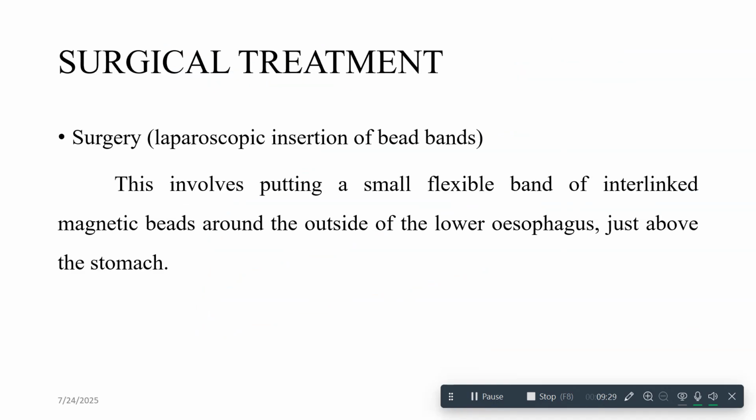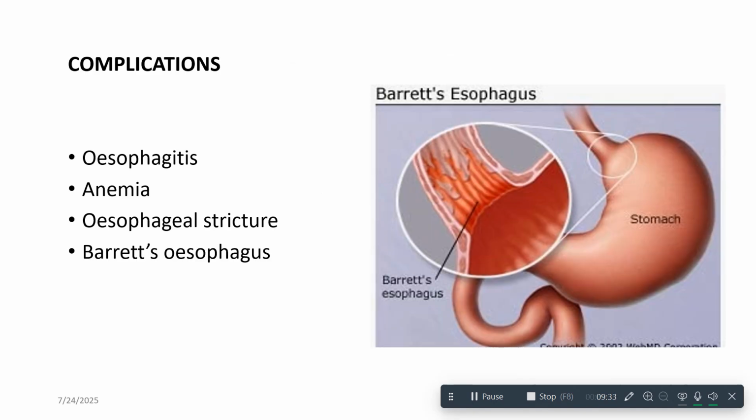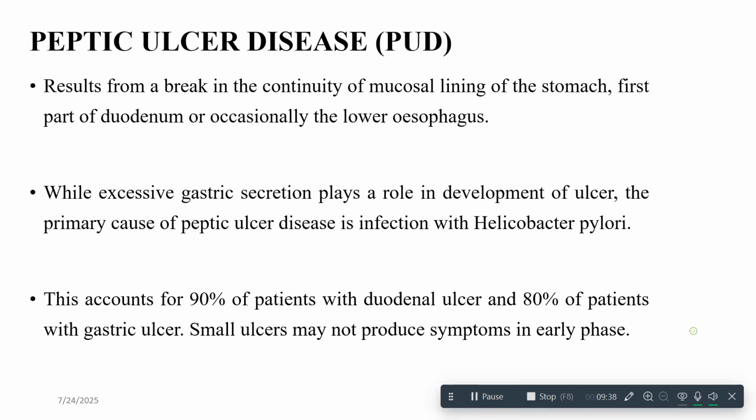So surgical treatment, there is laparoscopic insertion of a band. Complications include esophagitis, anemia, esophageal stricture, and Barrett's esophagus. Then we'll quickly talk about peptic ulcer disease.